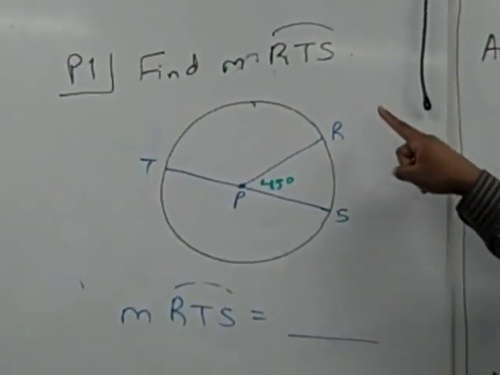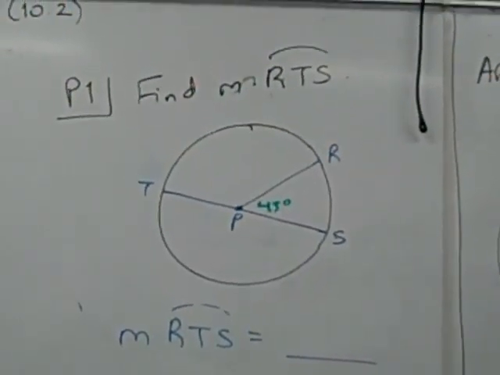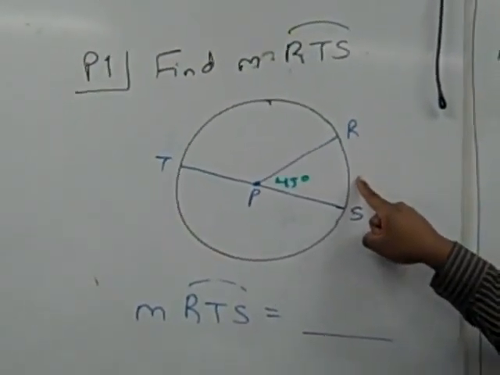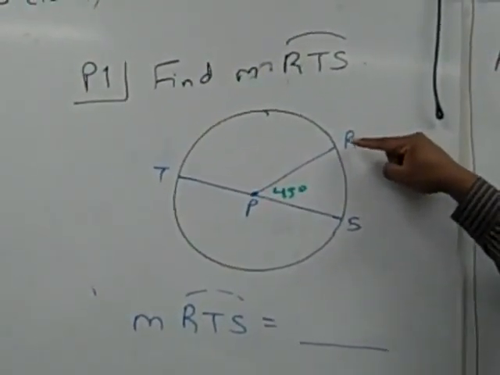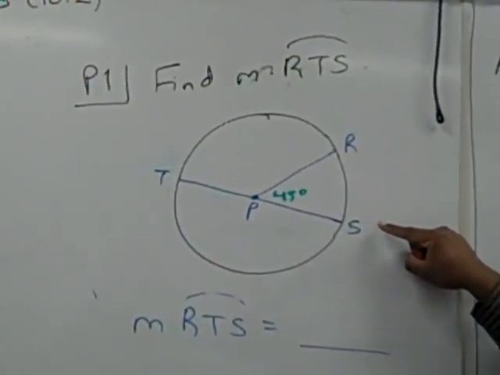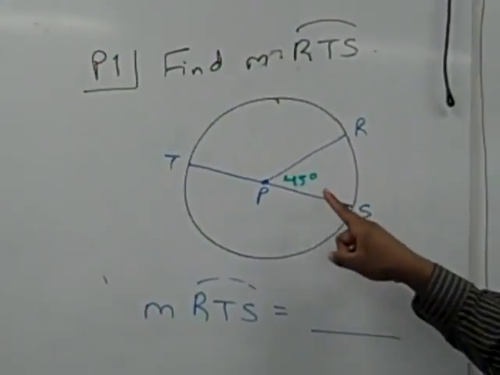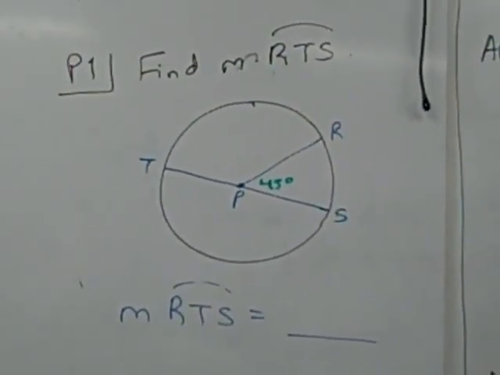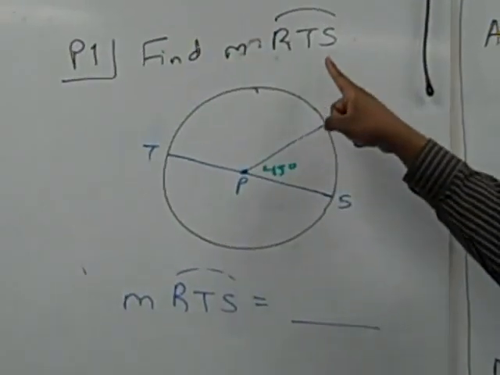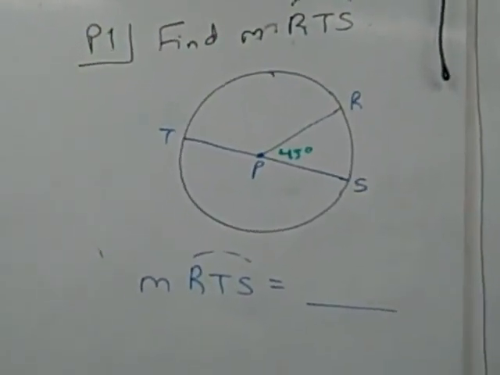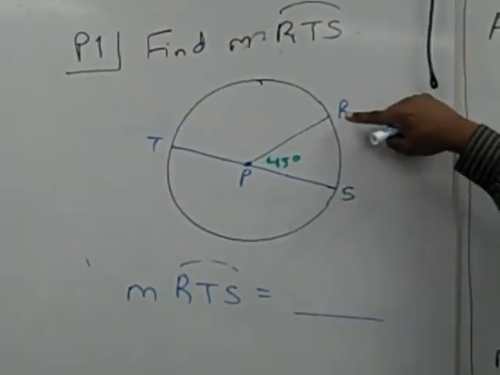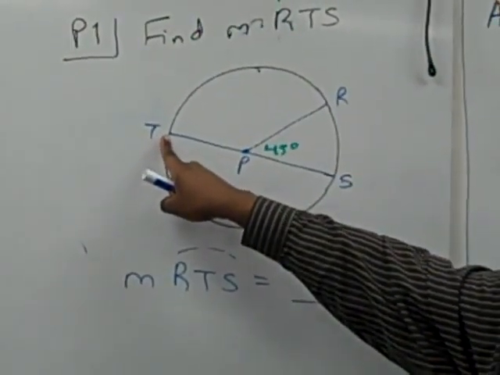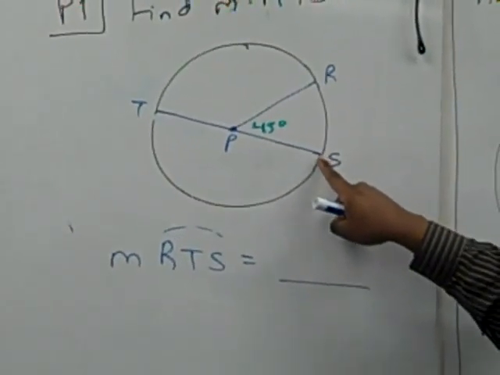Okay, you have it down? So we know that this is 45 degrees, which means that the arc that's opposite is that same measurement. In this case, the arc we're talking about is RS. So the arc measurement of RS is 45 degrees. But we need to find RTS. Well, let's look at where RTS is. We start with R, we go around to T, and we come back all the way around to S.